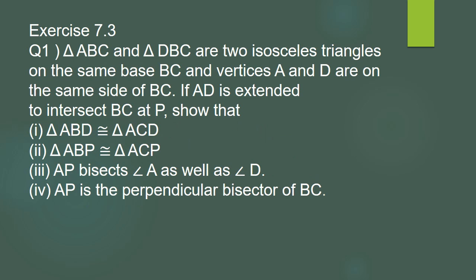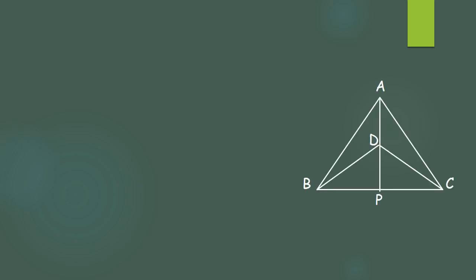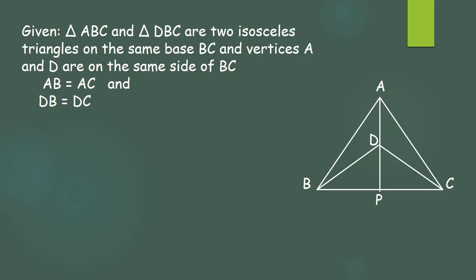Sum. They have given triangles ABC and DBC, two isosceles triangles on the same side of BC, and vertices A and D are on the same side of BC. If AD is extended to intersect BC at P, we have to prove four results. Now, we have to write what is given and what is to be proved. So first, this is the diagram they have given. Now, what is given?